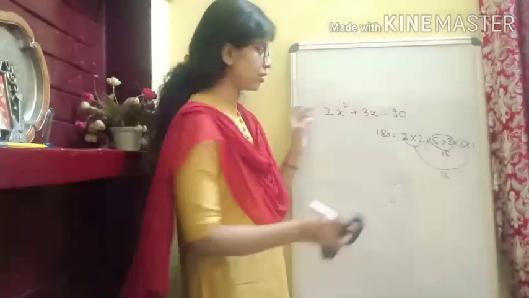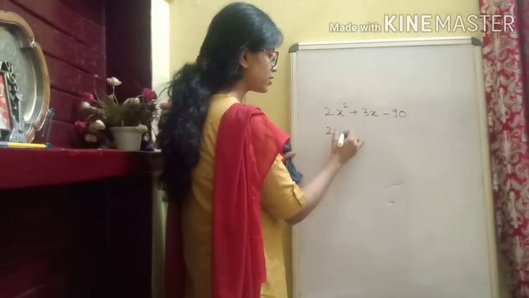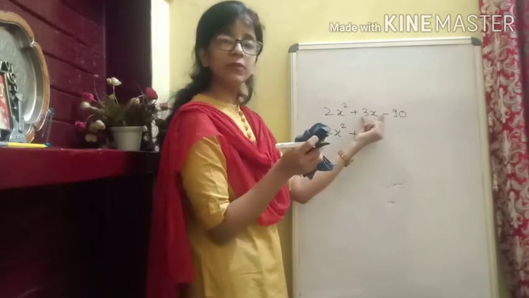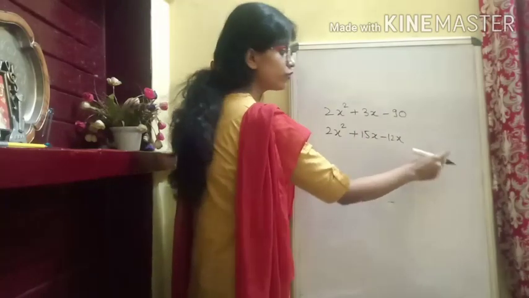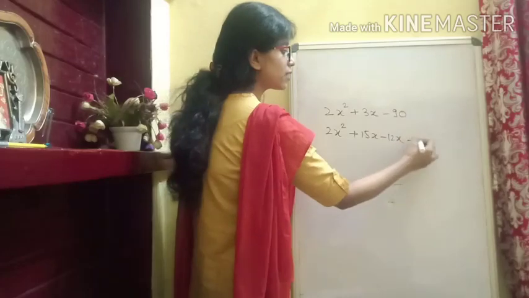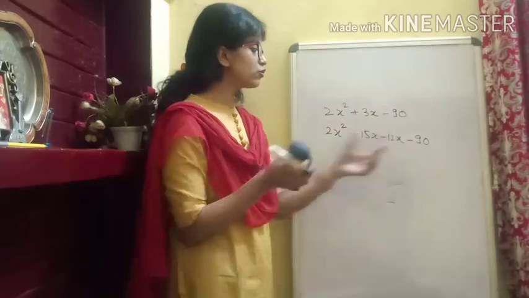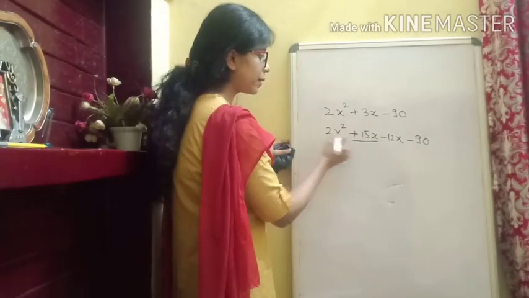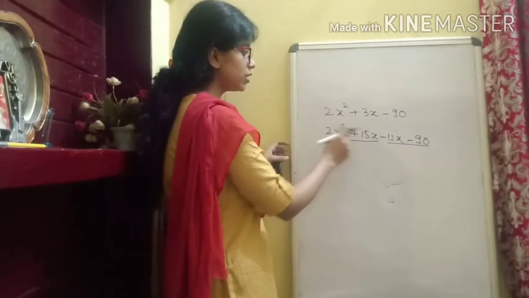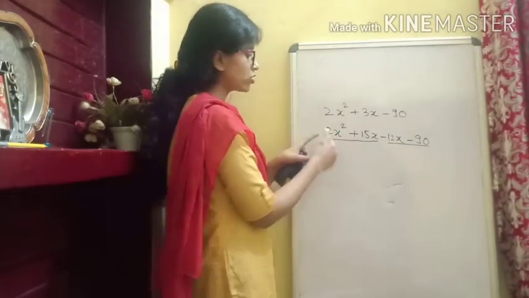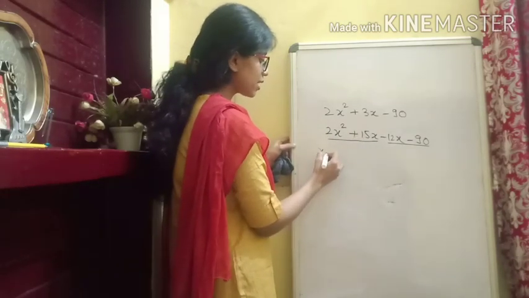So the next step that we are going to write is the first term as it is, plus 3. We will be writing it as 15x minus 12x. That's how we have taken, and minus 90 as it is. Now the next step is obvious. Now we have 4 terms, so we will pair them and then take common from the 2 terms. Now if you see these 2 terms, what is common? X is common, because in the numbers we have 2 here and 15, nothing in common. So we will take x as common.